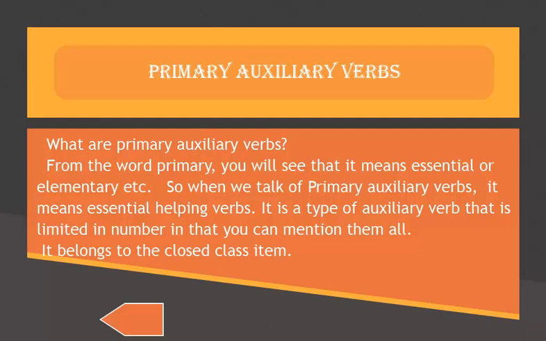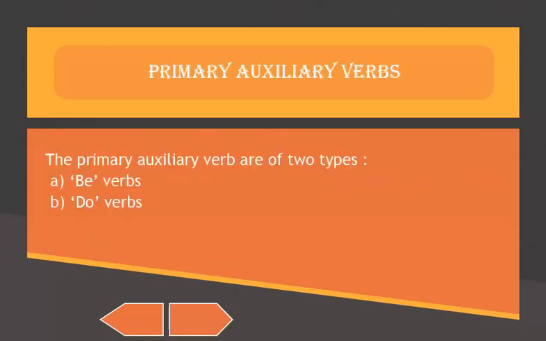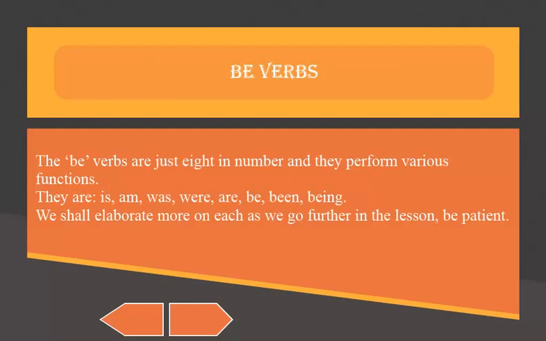It is a type of auxiliary verb that is limited in number in that you can mention them all. It belongs to the closed class item. The primary auxiliary verbs are of 2 types: A. Be verbs. B. Do verbs. C. Have verbs. The be verbs are just 8 in number, and they perform various functions. They are: is, am, was, were, are, be, been, being. We shall elaborate more on each as we go further in the lesson.